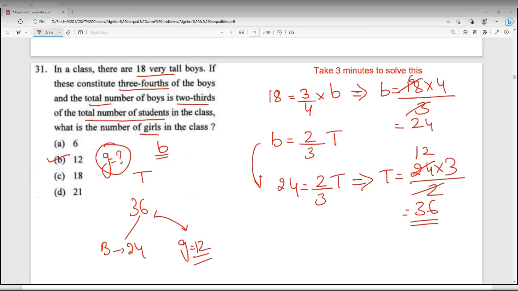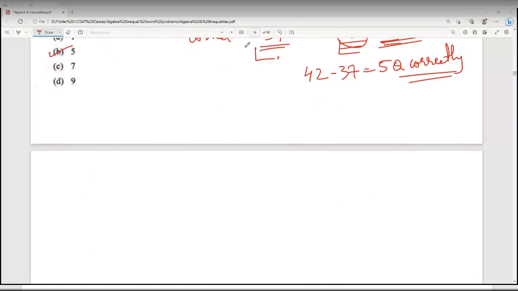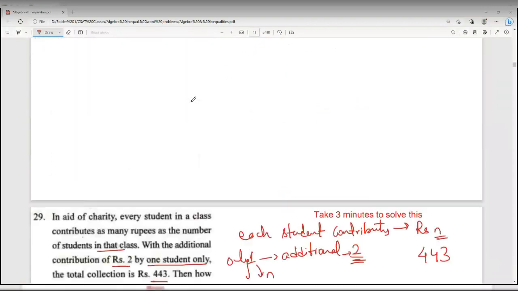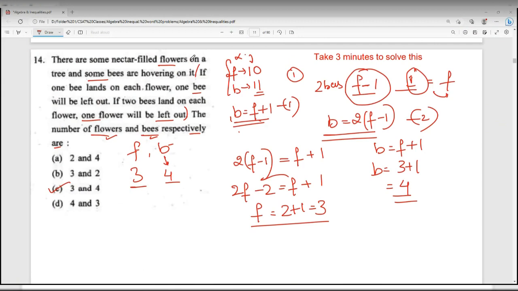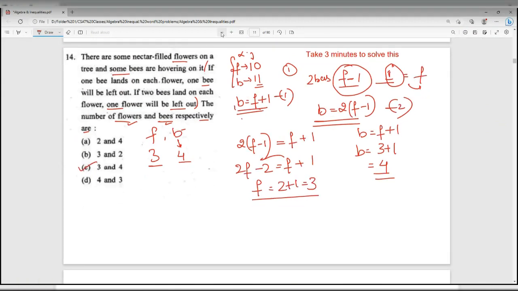Yeah, Priya, please ask. Sir, in the fourth question, the nectar-filled flowers question. In the first equation, B is equal to F plus 1, I got it, but the second equation I didn't get.